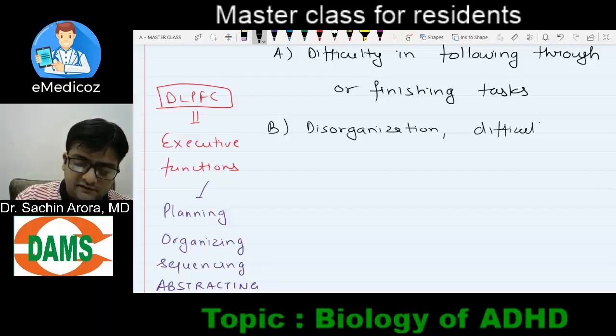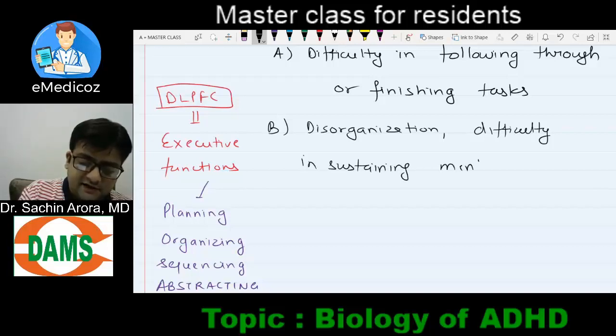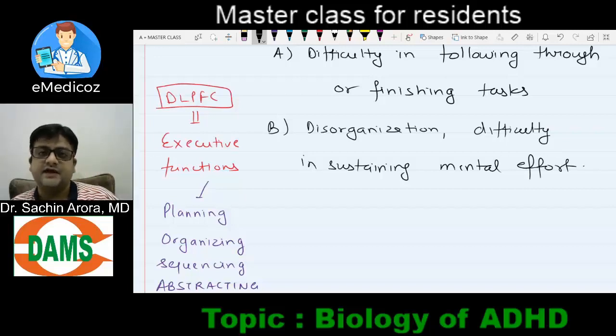So hence, a problem in this leads to disorganization, poor planning, and difficulty in sustaining a mental effort. So we are linking symptoms with the part and the area involved in the brain. This is how you are supposed to write, present and understand an answer related to neurobiology. We know that an ADHD child is hyperactive, but what is the cause of that hyperactivity? What is the cause of that inattention? That is what is included under biology.